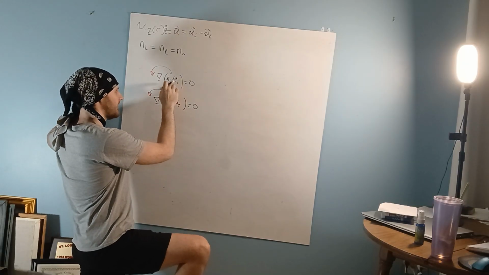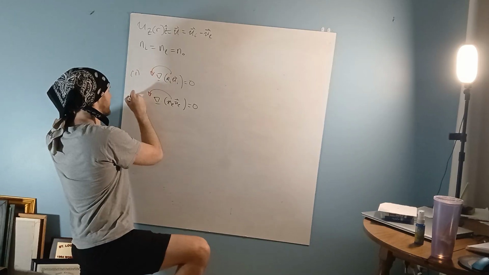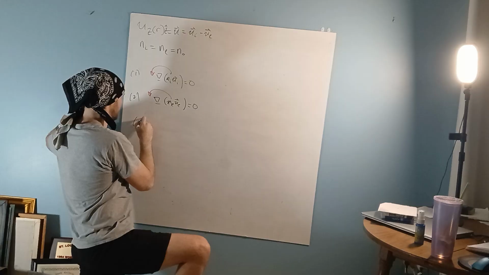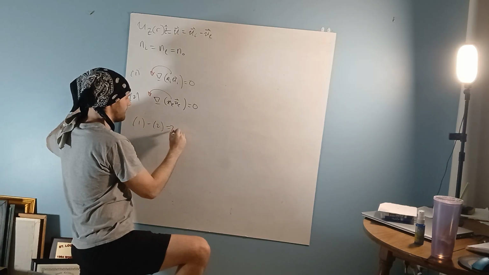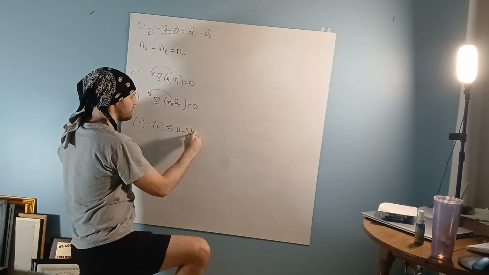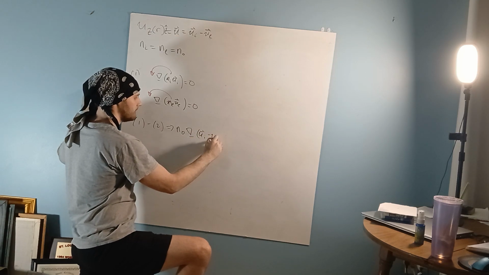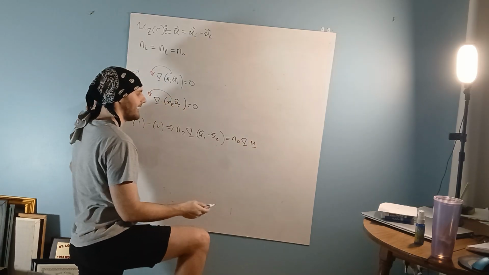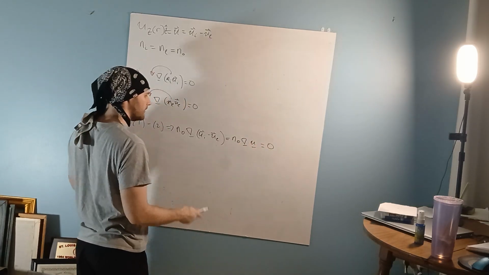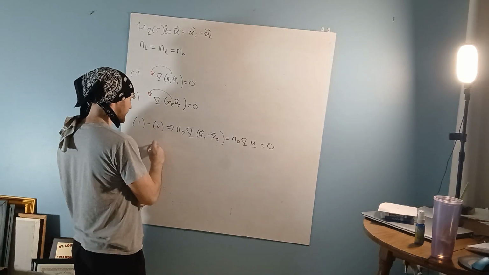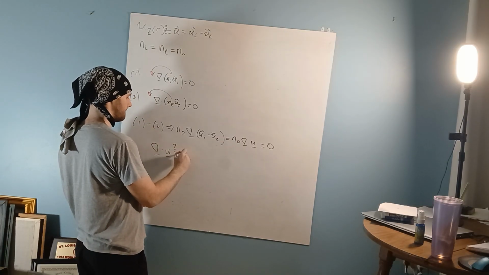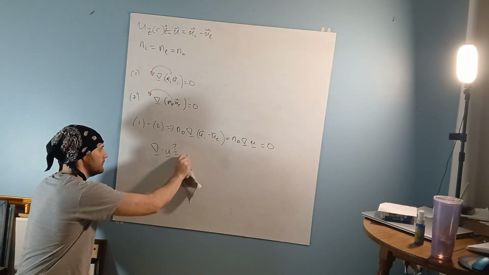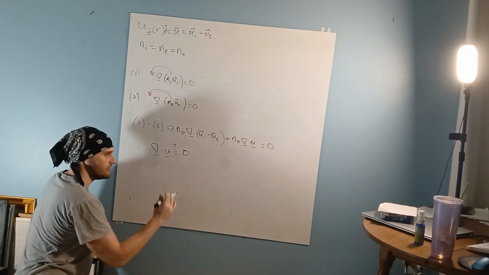So if we subtract this equation from that equation, right? We're going to subtract 2 from 1. So we have n naught divergence of UI minus UE, which equals n naught divergence of U. And the question is, does this equal 0? Well, this amounts to the question, does divergence of U equal 0? What is the divergence of U?